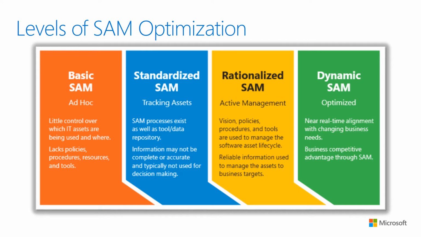At the rationalised stage, there's active management, where there are policies, procedures and tools to manage the software asset lifecycle, which results in delivering reliable information to the business. And finally, at the dynamic stage, SAM is said to be optimised, where processes are carried out in near real time and a business potentially gains real competitive advantage through SAM.